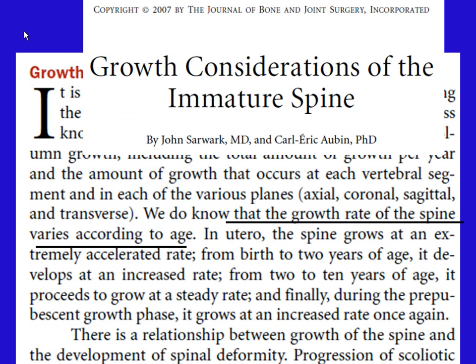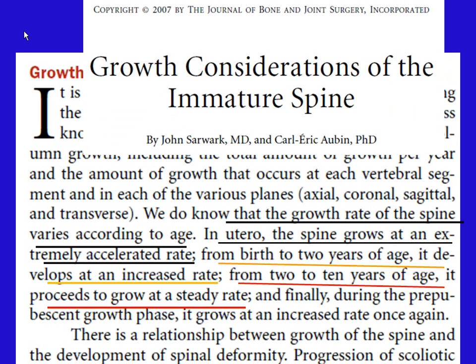We do know that the growth rate of the spine varies according to age. In utero, the spine grows at an extremely accelerated rate. From birth to 2 years, it develops at an increased rate. From 2 to 10 years, at a steady rate. And finally, during the pre-pubescent growth phase, it grows at an increased rate again.